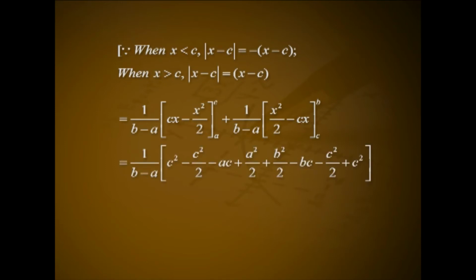That is equal to 1 by b minus a into [c square minus c square by 2 minus ac plus a square by 2 plus b square by 2 minus bc minus c square by 2 plus c square]. That is (b minus a) the whole raised to minus 1 into [c square minus ac plus a square by 2 plus b square by 2 minus bc].